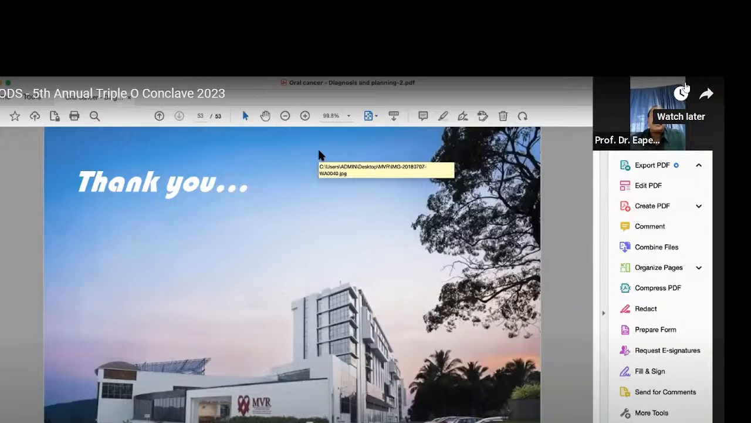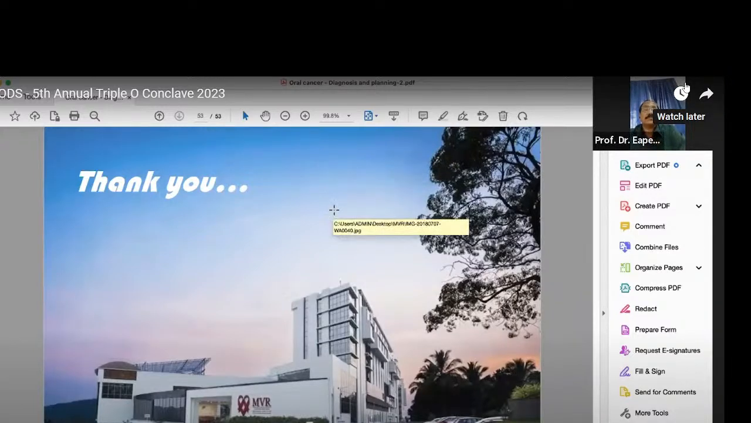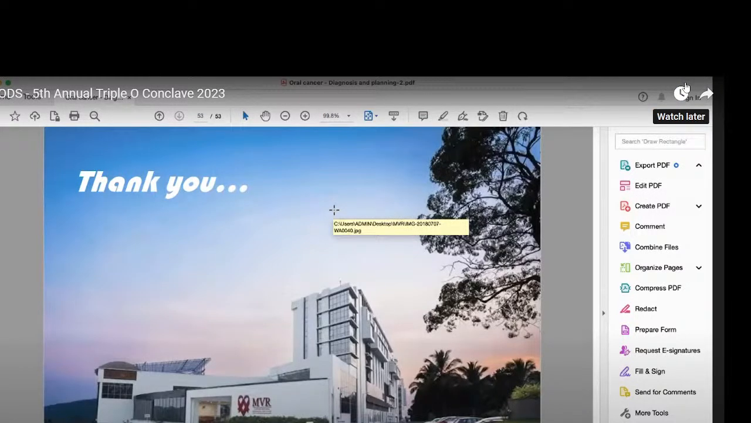Yeah, I can see a question here. Sudhish, can you please explain about sentinel node biopsy? Yeah, that is a very good question.